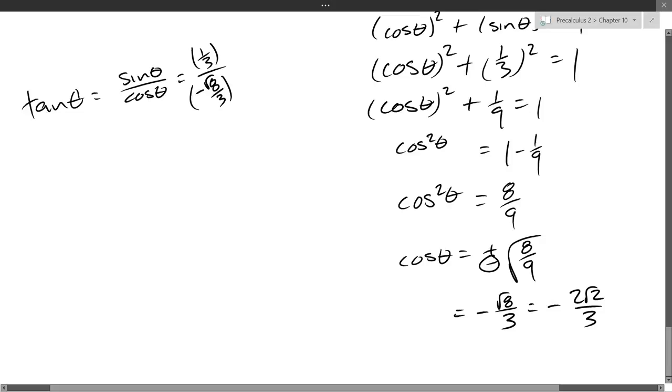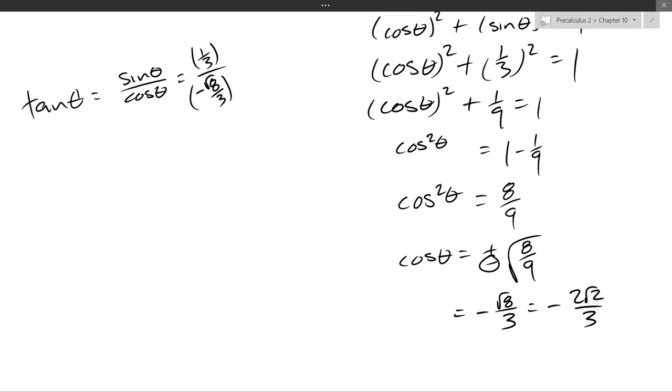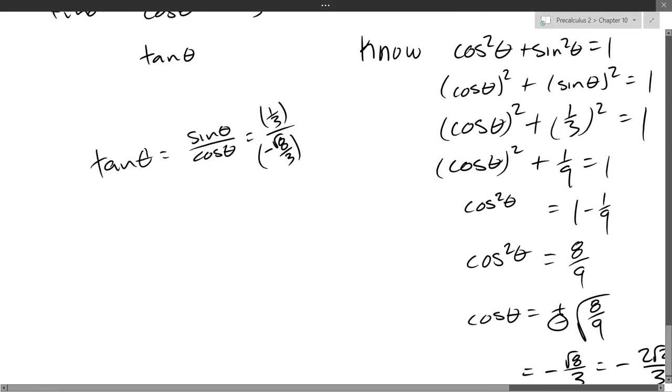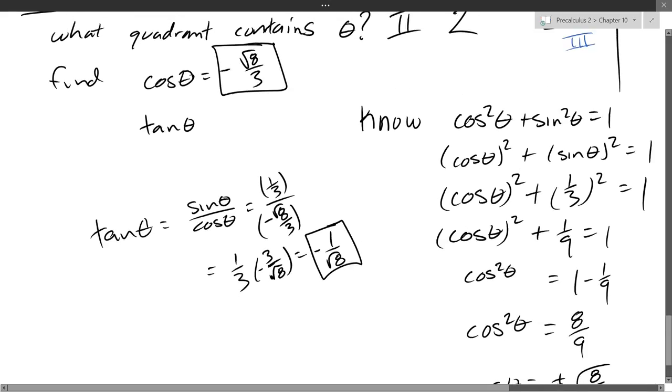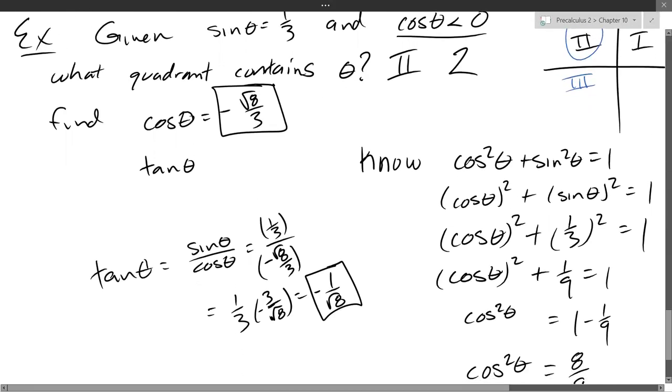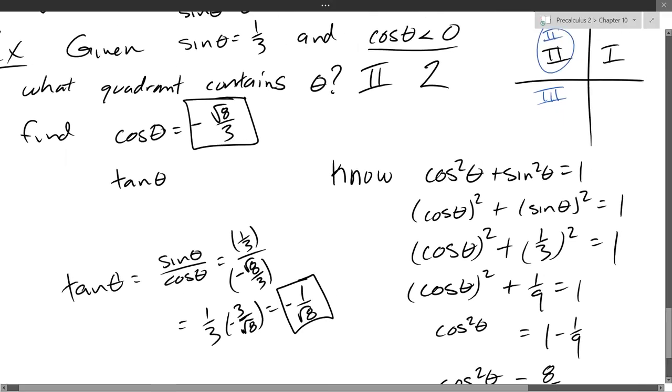If you're wondering which do I prefer, square root 8 or 2 square root 2, square root of 8 takes less writing. So I would say that is, in my opinion, preferred. Now when it comes to square root 9 versus 3, square root 9 is more writing than 3 is. So certainly 3 is better than square root 9. Multiply by the reciprocal of the denominator. Do not forget there's a negative sign hanging out. 3's cancel, negative 1 over square root 8. That's our answer there. Okay, so we just started out with some information on sine and a tiny bit of information on cosine. And we got to cosine and tangent values. And of course, what quadrant our angle was in.